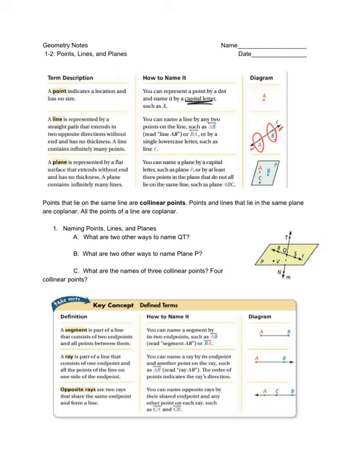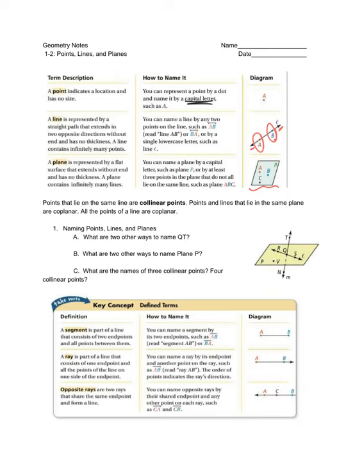Okay. The next thing is a plane. So a plane is kind of like a 2D surface. It is represented by a flat surface that extends without end and has no thickness. So it's usually just represented by a box or so. A lot of times a parallelogram looks like an angled box, which is right there. And it can have as many points as you want, but it has to have at least 3 points in it to be a plane. Okay, and it contains infinite lines in it.